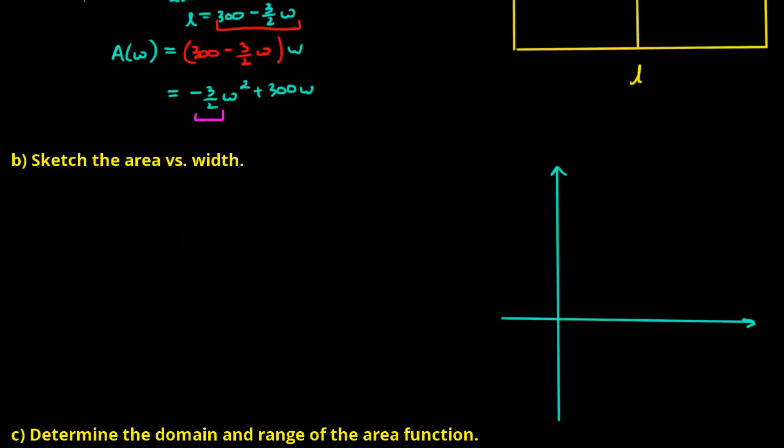In the next part of the question, we're told to sketch the area versus the width. So let's try to figure out a couple things. To sketch a parabola, we definitely need to know the vertex. Another thing that helps is to know where the zeros of a function are. Since this parabola opens downward, and from factored form, since I can factor this quadratic expression, the area is going to have two zeros.